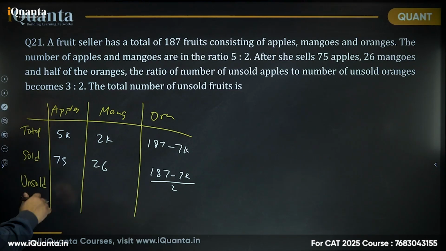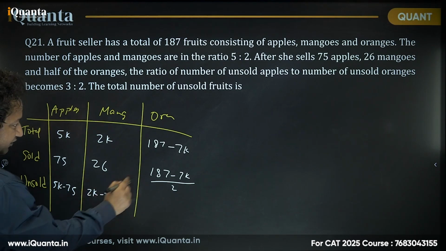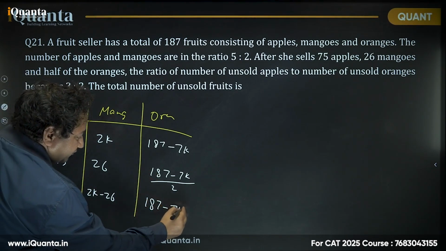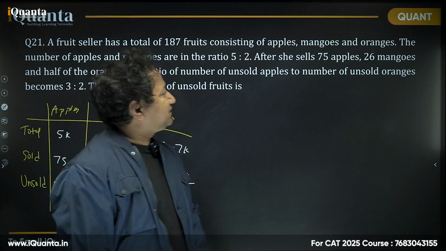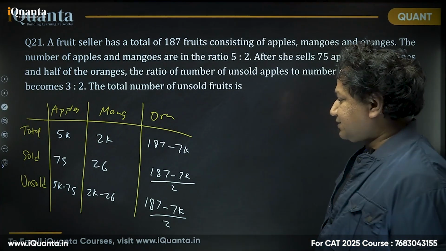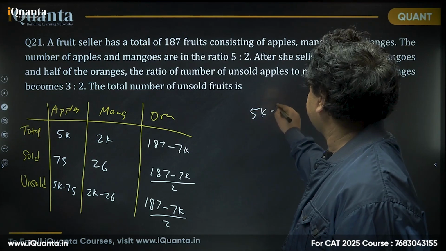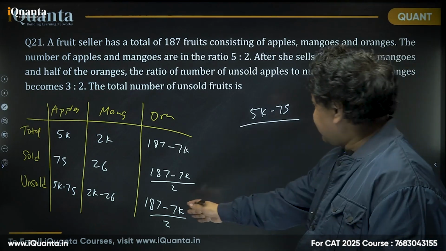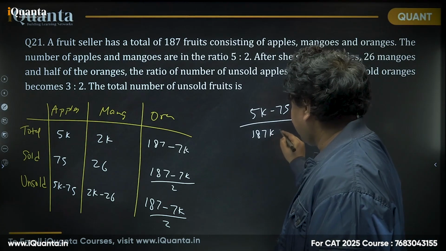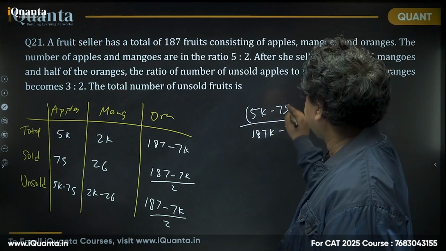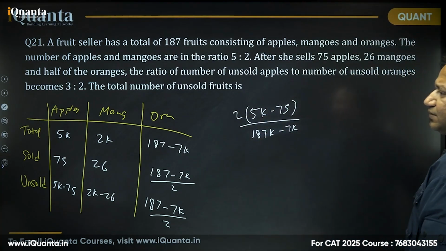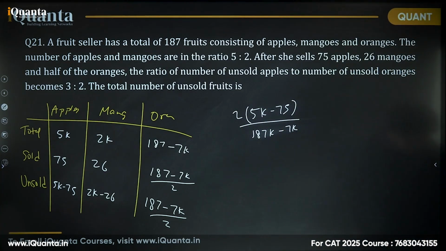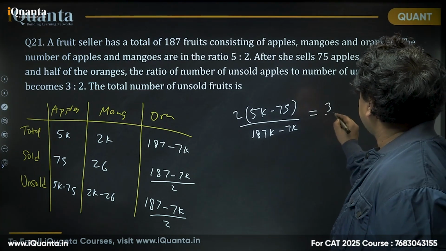And how many unsold are there? Here we have 5k minus 75. Here we have 2k minus 26. Half are sold, half are unsold. It's the same, 187 minus 7k upon 2. Now it says the ratio of the number of unsold apples, that is 5k minus 75, upon unsold oranges, that is this one, 187 minus 7k upon 2, that 2 goes up. All right, division. So this is equal to how much? This is equal to 3 is to 2 as given in the question, 3 by 2.